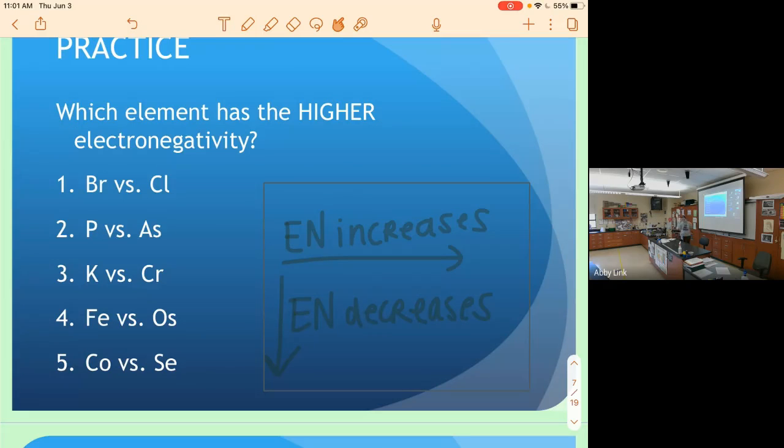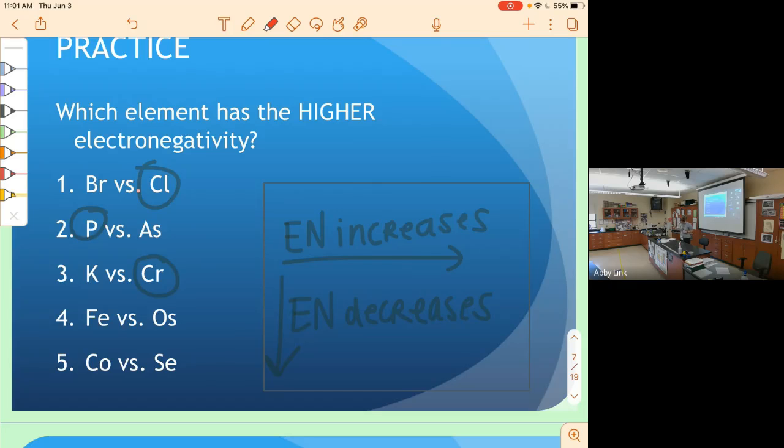Br or Cl, who's got the higher electronegativity? Shout it out. Cl. Love that. Okay, P versus As. P. Okay, good. K versus Cr. Cr. Yes. Okay, Fe versus Os. Fe. Okay, good. And then Co versus Se. Se. Okay, good. Virtual friends, we got those all right, I hope.